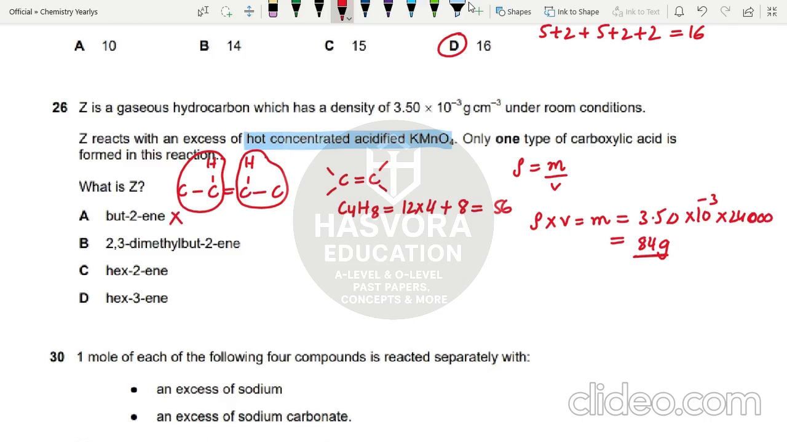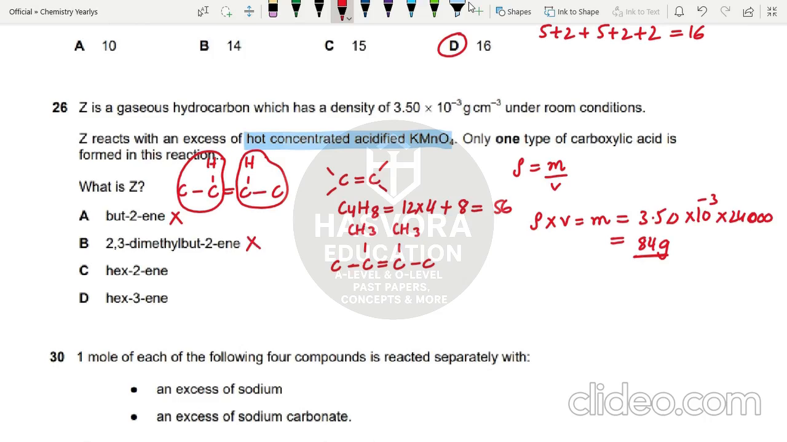Now let's find 2,3-dimethylbutene. This will be like this, butene, with methyl groups on 2 and 3. Now first of all, you can see here that there are two CH3 groups attached to the carbon which is bonded by the double bond. So this will actually form a ketone, not a carboxylic acid. So this will be eliminated right away.